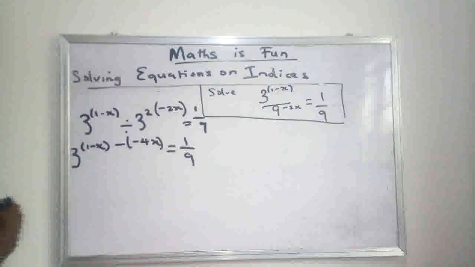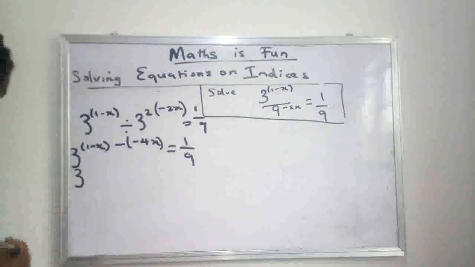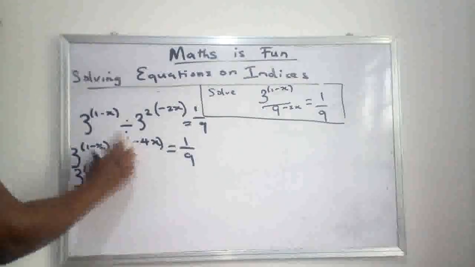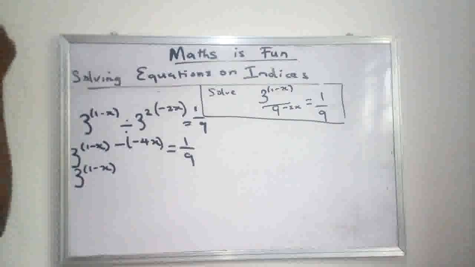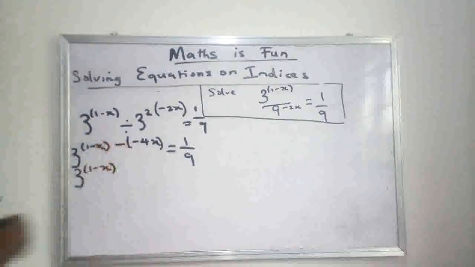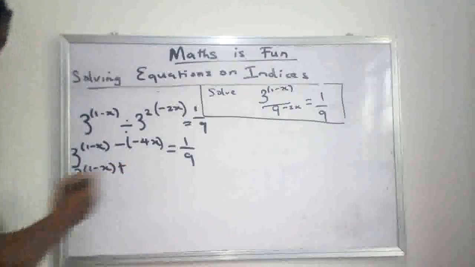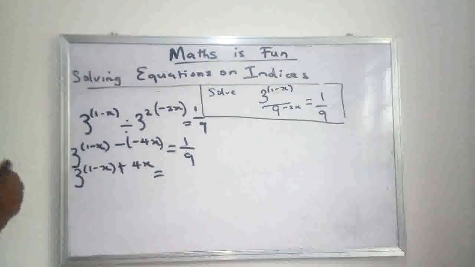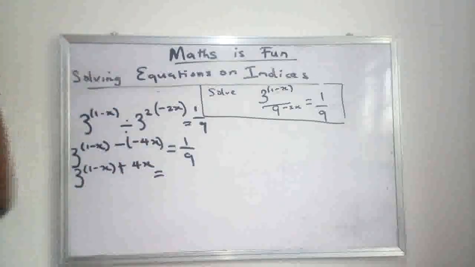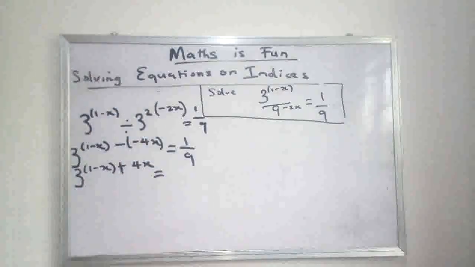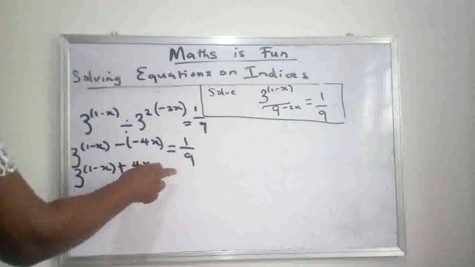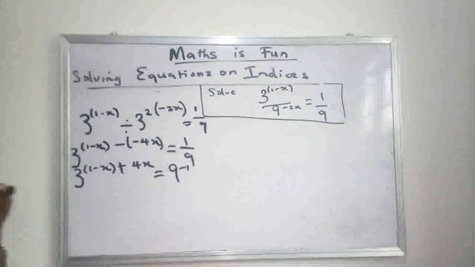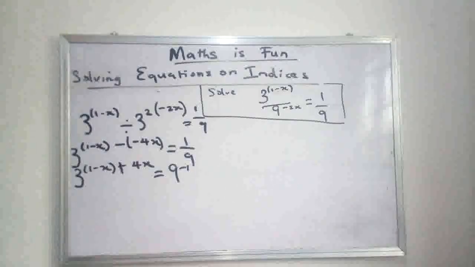Okay, so let's break this down. This becomes 3 raised to 1 minus x, minus multiplied by minus. There's a rule in mathematics that says that minus multiplied by minus gives us plus. And then this is 4x is equal to, okay, at this point we can change this. The rule on indices that has to do with inverse says that when you have this, it can also be written as 9 raised to the power minus 1. Alright, we are going somewhere with that.